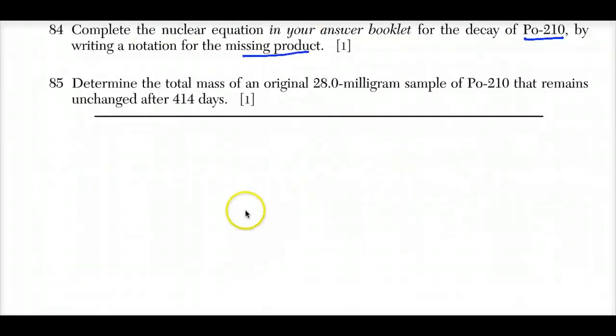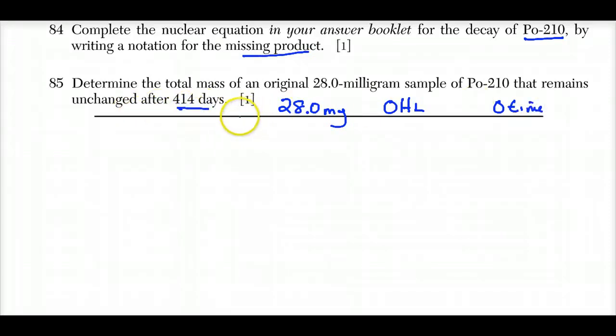Yippee! Number 85, determine the total mass of an original 28.0 milligram sample of polonium-210 that remains unchanged after 414 days. So this is going to be a half-life problem. And I start with a 0 line. 0 half-lives. I have an original sample of 28.0 milligrams, and I have 0 time. And they said it remains unchanged after 414 days, and they want to know how much mass is remaining after 414 days. So the total time here is 414 days.